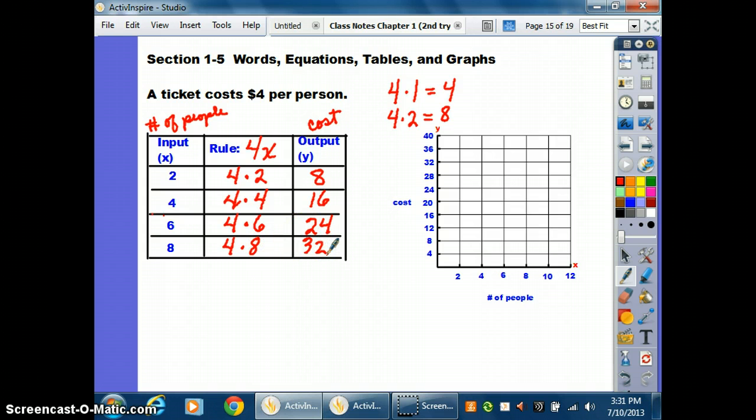Now we're going to graph this. We're going to look at the X and the Y. We're going to skip the rule column in the middle and just graph our X and Y. If I have 2 people, it costs $8. If I have 4 people, start at the origin, about 4, and then up 16. If I have 6 people, start at the origin, 0, 0, go out 6, and I have 24. If I have 8 people, go out to 8 and up to 32. And we're done. Let's try page 2.